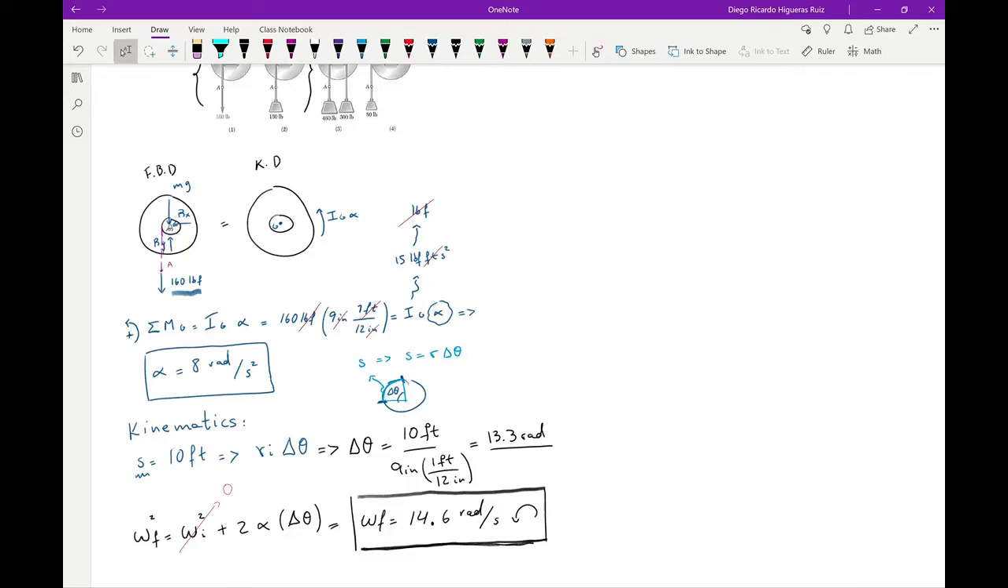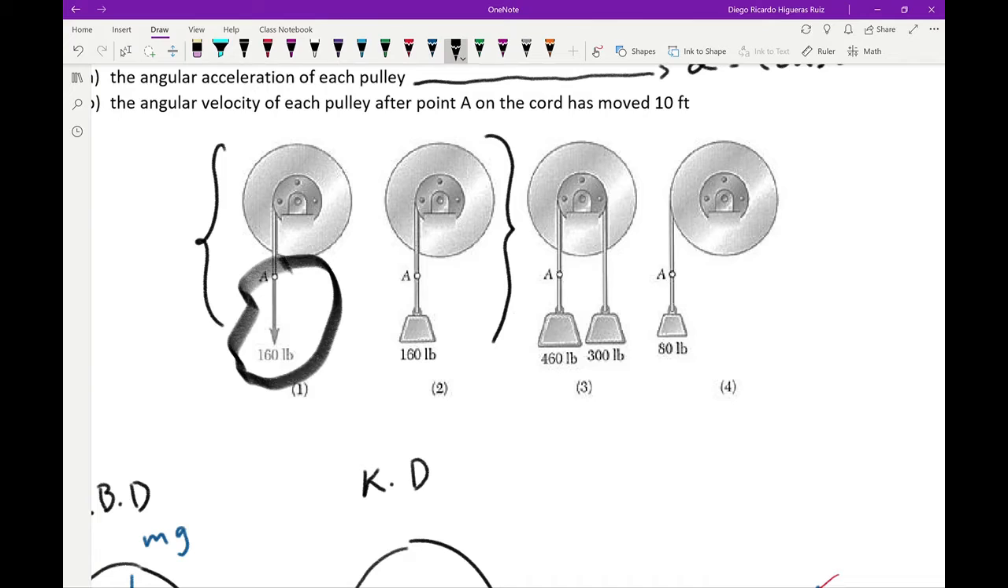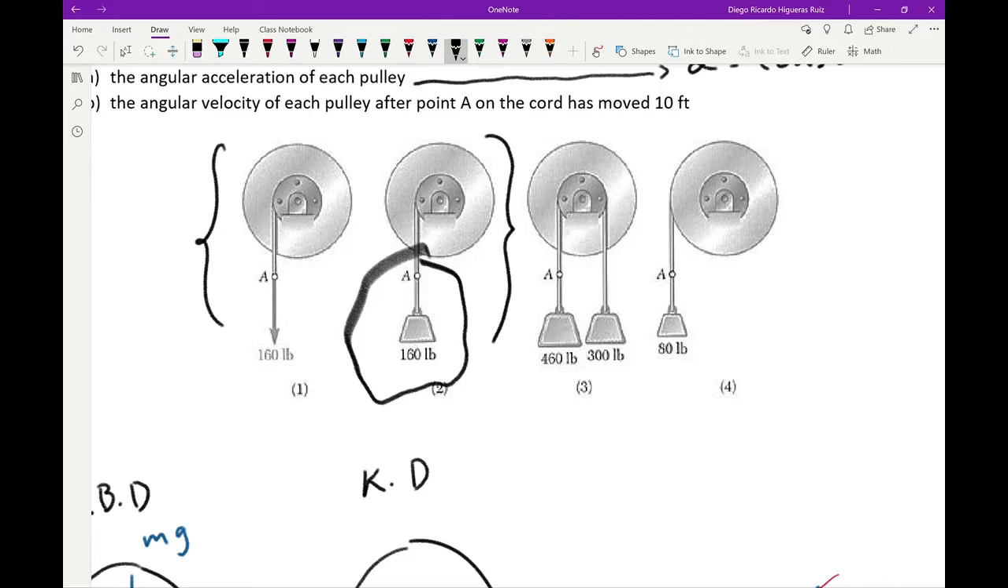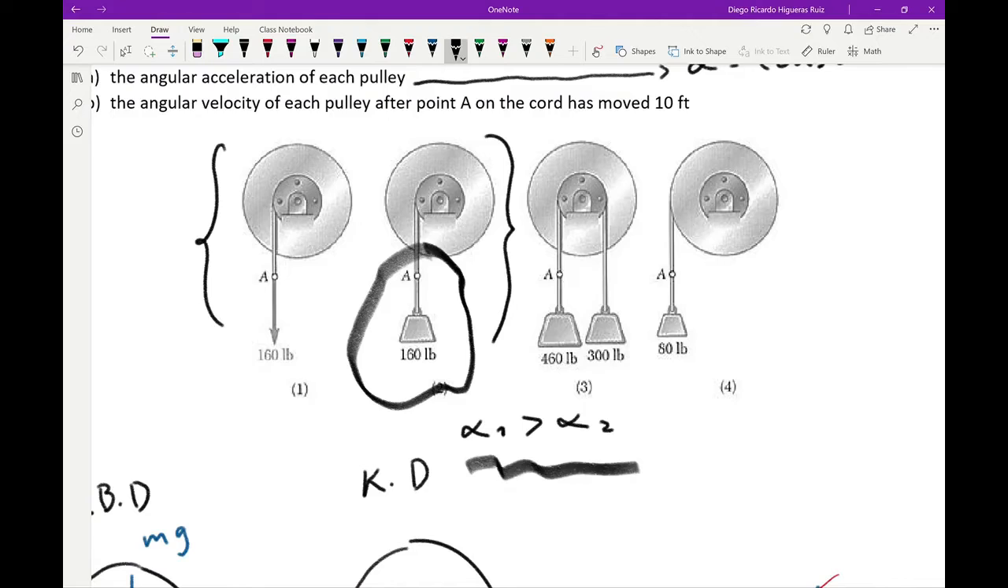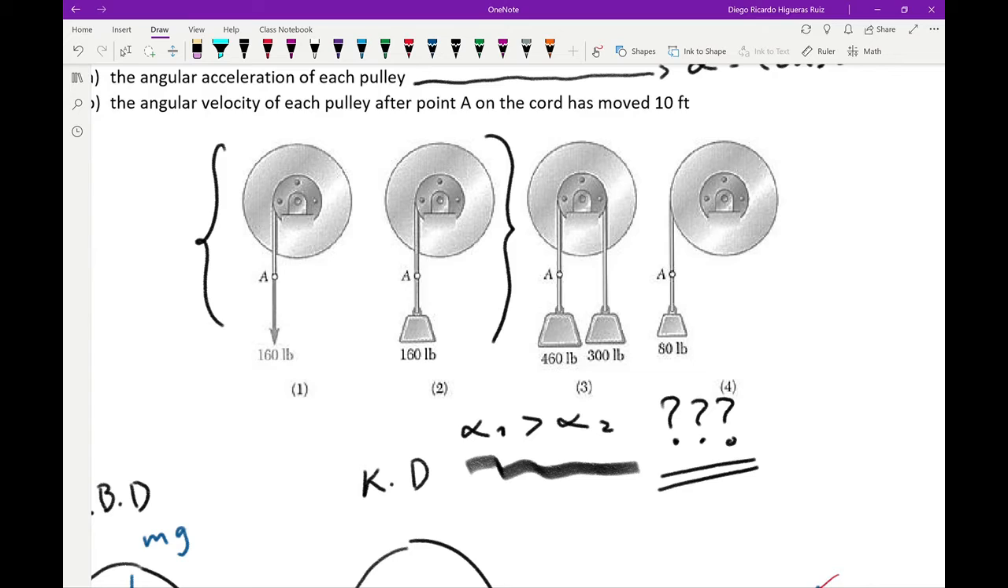Alright, let's take a look at the problem again. We have this force at that point, and then we have the second case, which is the case that we are gonna do next. I'm wondering, what is your thought? Do you think the acceleration of case one is gonna be greater than the acceleration of case two, or all the way around? What would you expect to happen? Well, the logic tells me that the acceleration of one is gonna be greater than the acceleration of two, because we don't need to overcome the inertias generated by this mass right here. I'm pretty sure that's what is gonna happen, but we're gonna demonstrate it.